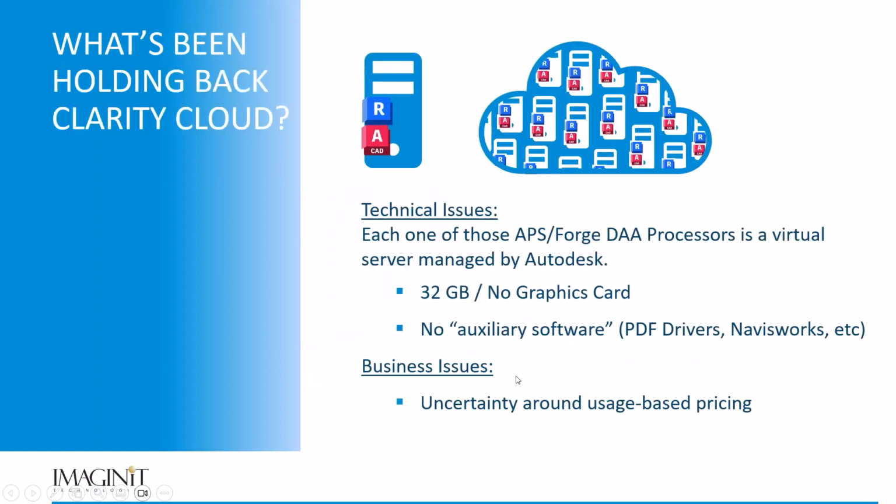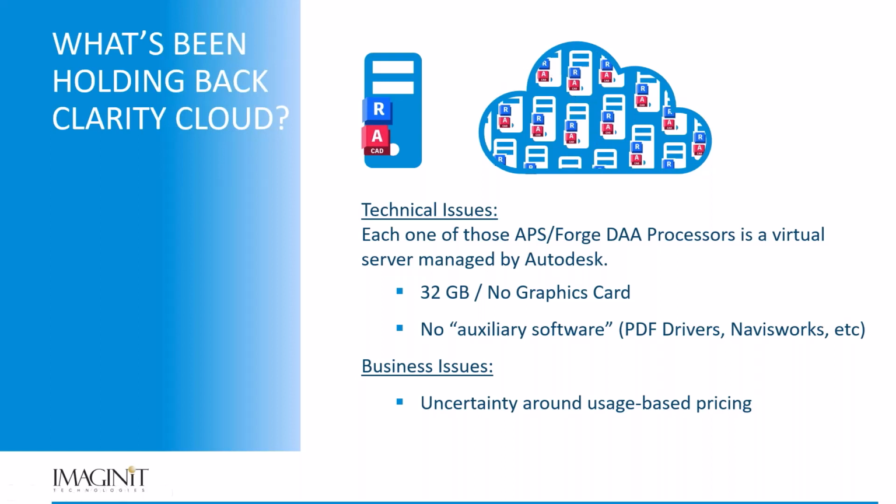Now, Clarity Cloud's been out for a few years now, and really most of our customers these days are still on-premise customers. And from our perspective, when we talk to people who are interested in the concept of moving to Clarity Cloud, there have been a couple obstacles to doing so. Some technical and some business. So from a technical perspective, it's great that Autodesk has hundreds or thousands of these virtual machines running in their cloud that are able to execute and do Revit jobs and those kinds of things.